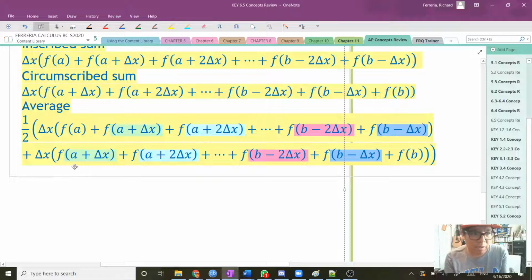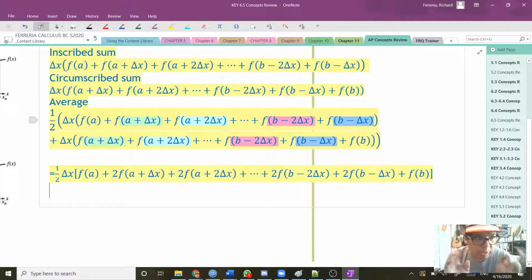I've highlighted a few things on purpose, color keyed. Notice how the f of a plus delta x is in here. This is in this average twice. Same with f of a plus 2 delta x, f of b minus 2 delta x, f of b minus delta x. F of a and f of b, they're only in that sum one time, so we don't have to evaluate them more than once. So when you put it all together, you get this lovely sum over here.